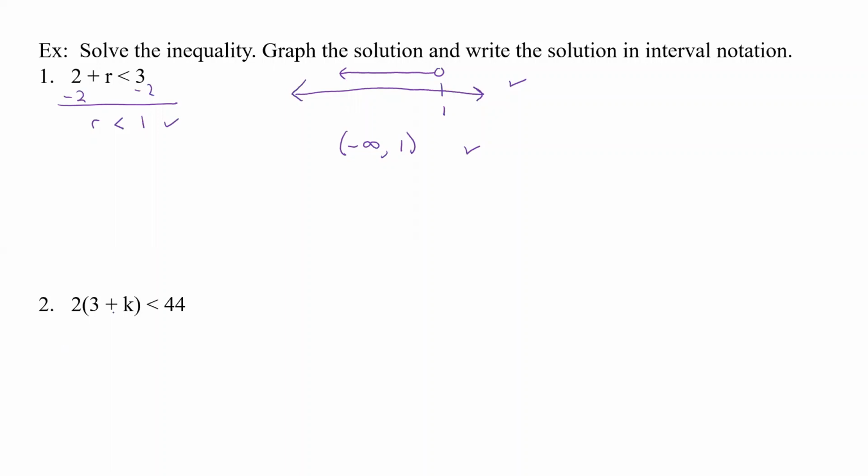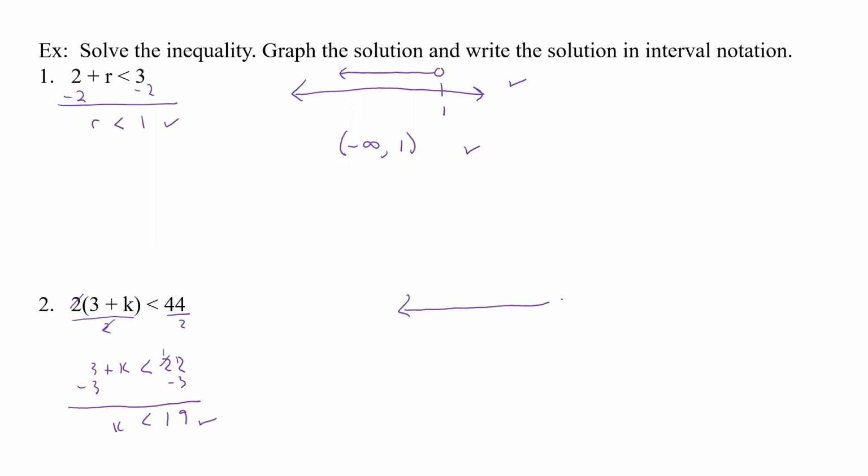All right, on the next one, there's several things we could do. We could distribute and then simplify from there. Or, since it's already broken down like this, let's divide both sides by the 2 to get rid of it. And so when we divide that, those cancel, and we get 3 plus k is less than, now 44 divided by 2 is 22. Okay. Now we just have to subtract 3. And now k is less than, well, if we have to borrow, and now we have 9 and we have a 1, so k is less than 19.